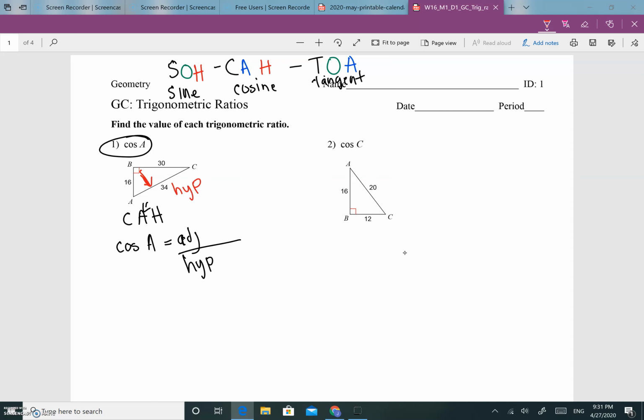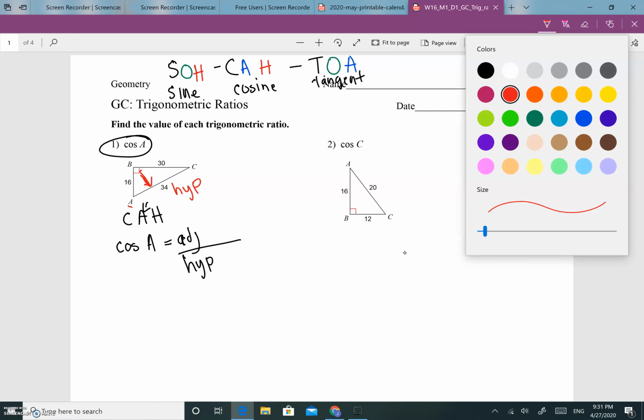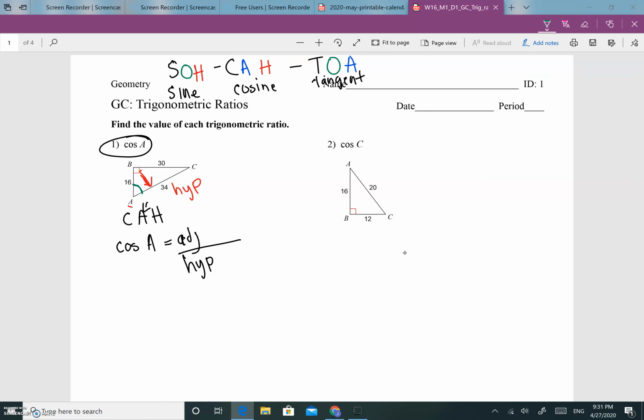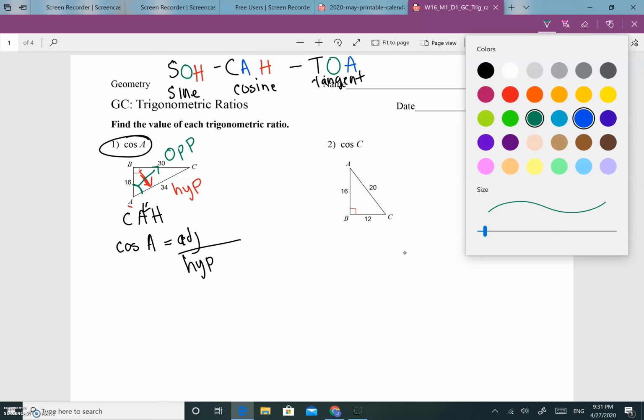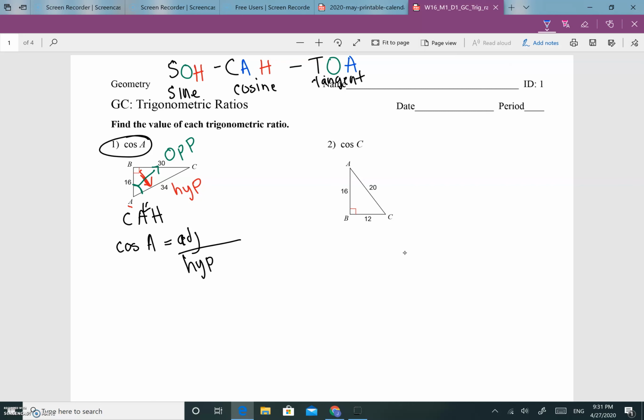And now looking at angle A, I'm going to try to find the opposite. So what is opposite to A? So in this case, this is A. So the side that is opposite to A is 30. So this is going to be my opposite. So that means that my last side, my final side, is going to be my adjacent. So the one that's left is always going to be the adjacent. Now that we have them all identified, all we have to do is substitute.